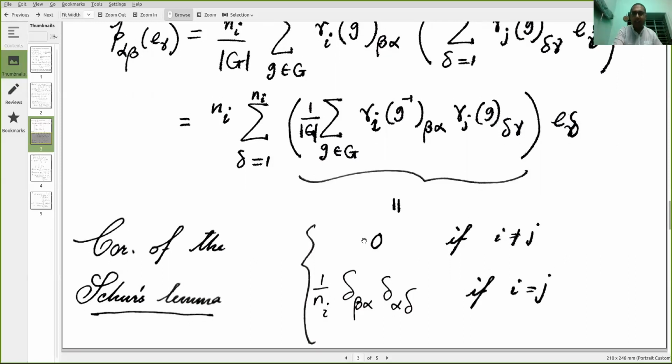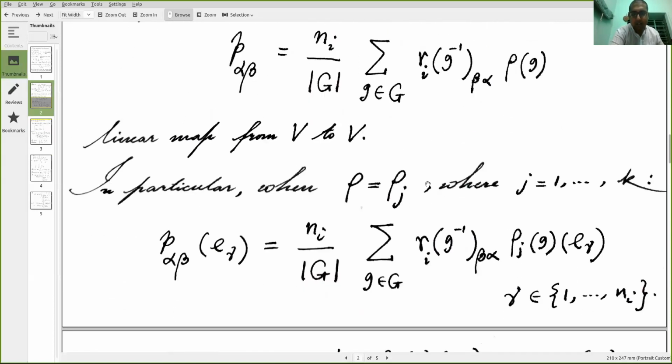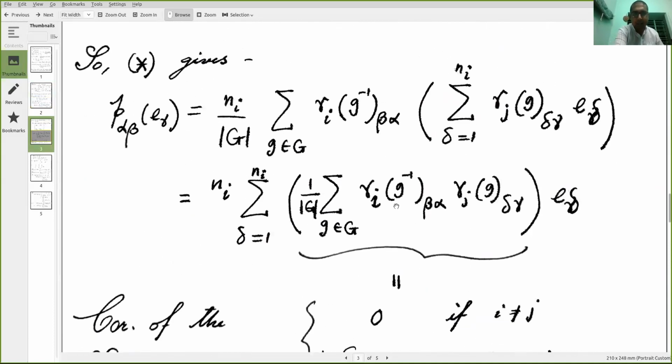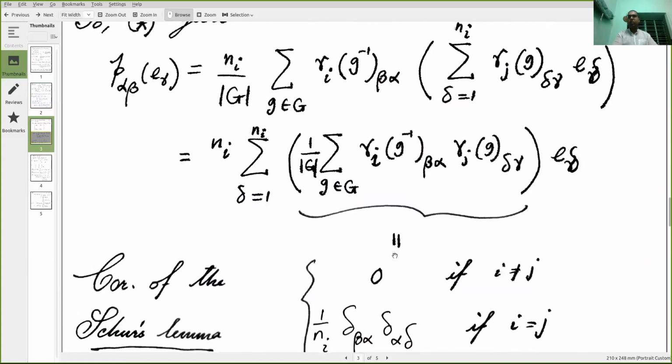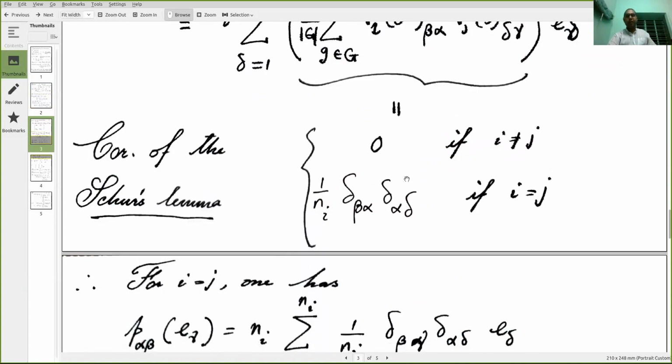So thus if i not equal to j, let me just again tell you. In the particular case when rho was rho j, if this j is different from i, then certainly P alpha beta of E gamma will be 0 for any gamma there, and E gamma is a typical element in the basis. So in that case when i is not equal to j, P alpha beta as a map from Wj to Wj is a 0 linear map. Clear?